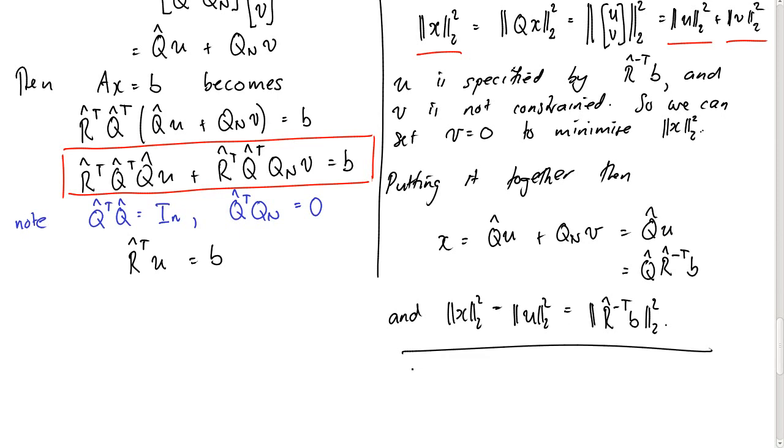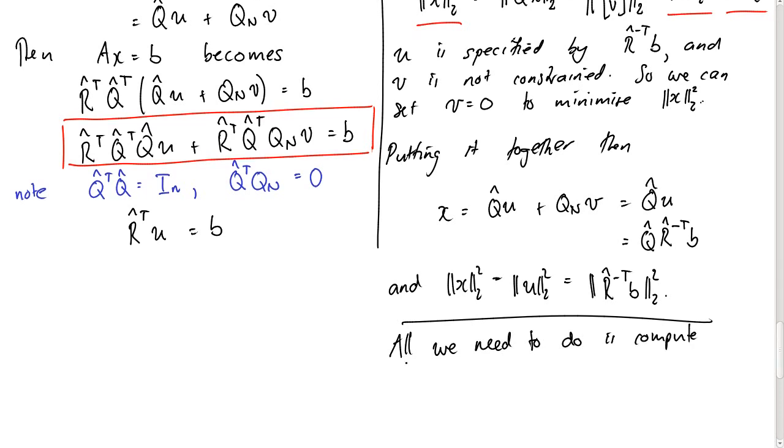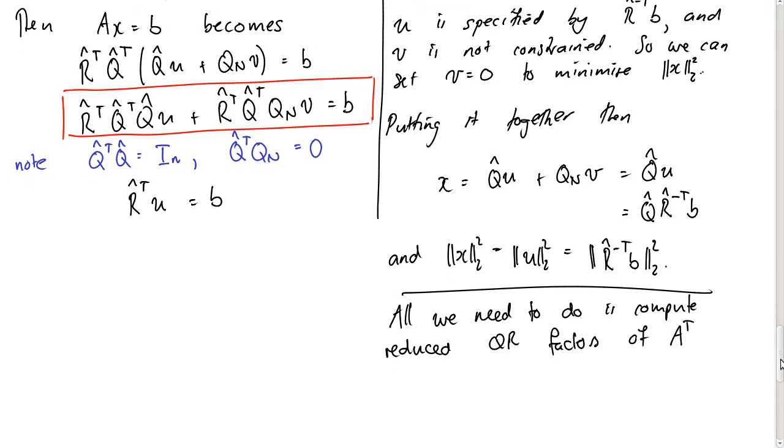So just to sum up, all we need to do is compute the reduced QR factors of A transpose, don't forget to use A transpose, then x equals Q hat R hat inverse transpose b.